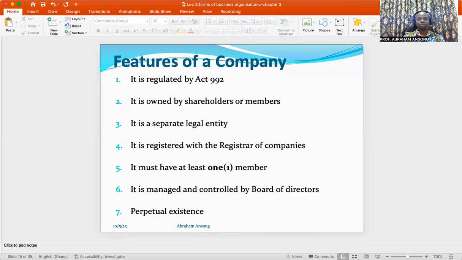It is managed and controlled by a board of directors. That is also very, very important. Unlike the previous ones, where the owners of the business manage it, in a sole proprietorship it is the owner that actually goes into the management. If you take a partnership, it is the partners that will be in charge of the management of the business. But in the case of companies, you'll normally have the board of directors that will take the place of the shareholders or members of the company.